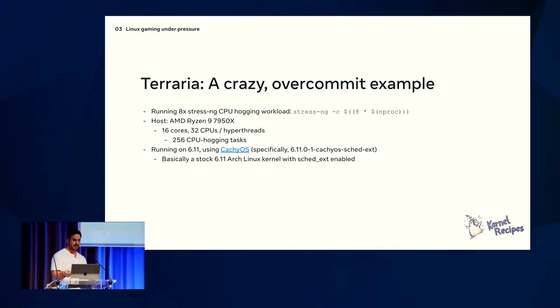Now, the host that I tested all this on is a Ryzen 9 7950X. So there are 16 physical cores and 32 CPUs on the host. I'm running an 8X CPU stressor workload, so 256 tasks that are always just chewing on the CPU and are always runnable are going to be running, so wildly overcommitted, right? Not nearly enough CPU to run this stuff.